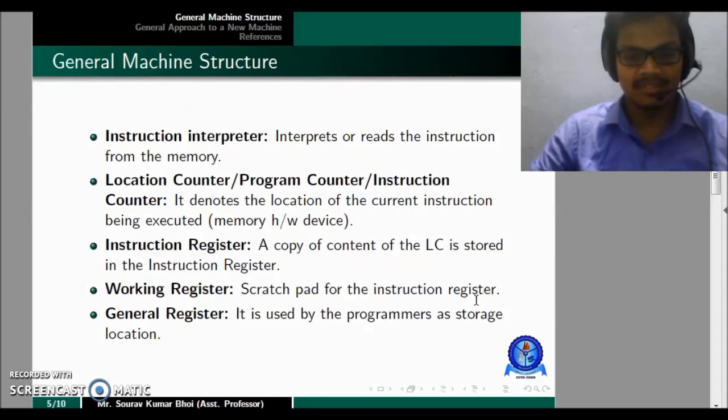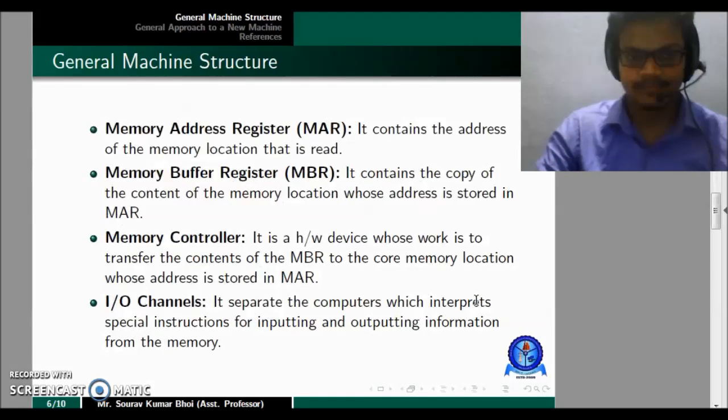Then what is a general purpose register? It is used by programmers as a storage location. The memory address register contains the address of the memory location that is read. The memory buffer register contains a copy of the content of the memory location whose address is stored in the MAR. The memory controller is a hardware device whose work is to transfer the contents of the MBR to the core memory location whose address is stored in the MAR. Then there are input output channels, which are connected to the whole system. They separate computers which interpret special instructions for inputting and outputting information from the memory.